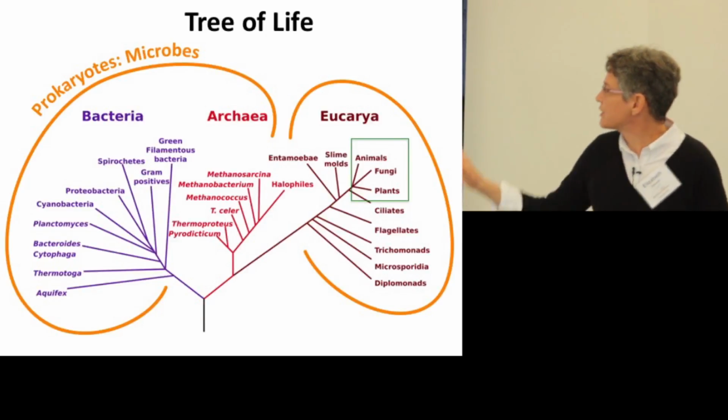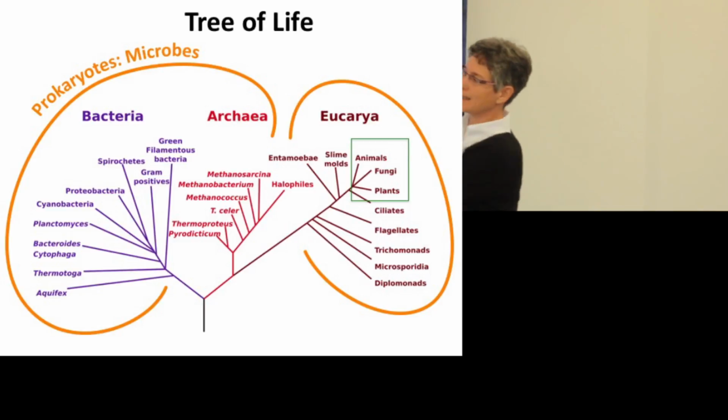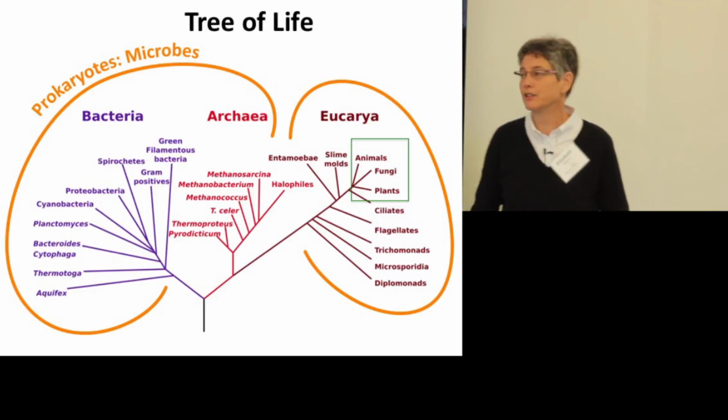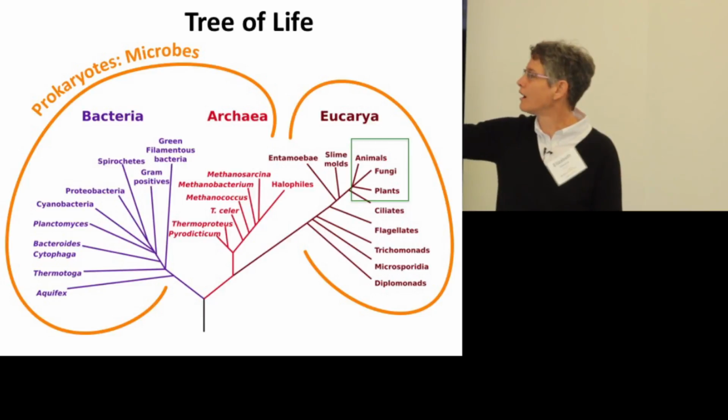And so this is just to say that the microbes occupy all this distance. So the length of these lines is proportional to the evolutionary distance. So all plants just fall on one branch. All animals, everything that you can see, just falls on one branch.